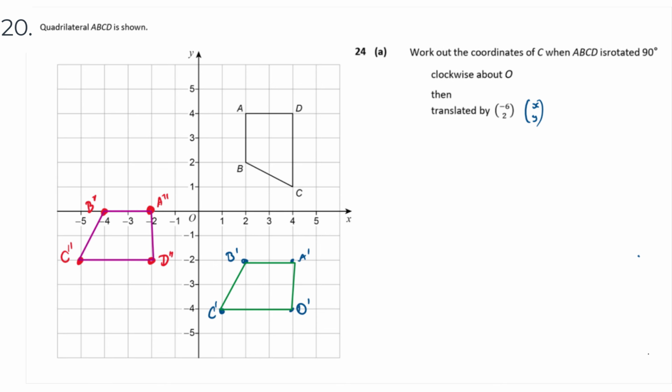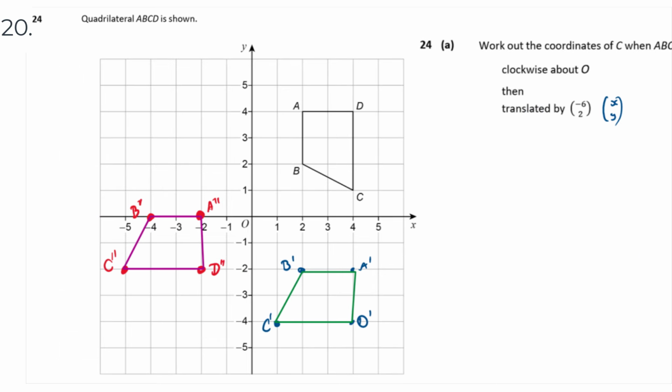Okay, and that is my new shape. So remember, we needed to work out the coordinates of C. So now C is over here, isn't it? What coordinates is that then? So then the coordinates of C double dash is going to be minus 5, comma, minus 2.